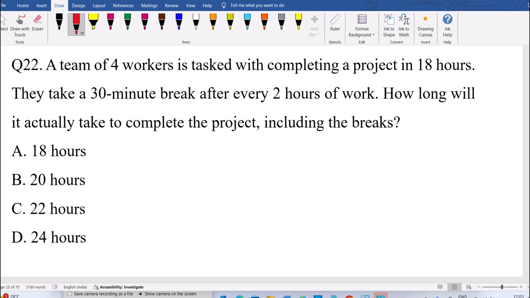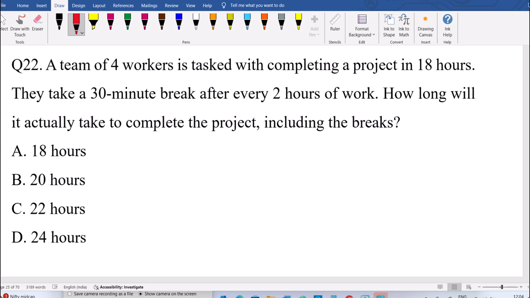18 hours, fine, but after every 2 hours they are giving a 30 minute break, right? So what is the actual time taken to complete the project is the question. The number of workers is 4. Whether it is 4 or not, they didn't change that number, that's not a worry. You can complete the work in 18 hours. You are taking a half hour break after every 2 hours. If that is the case, what is the time taken? 22.5 is not available in the options.